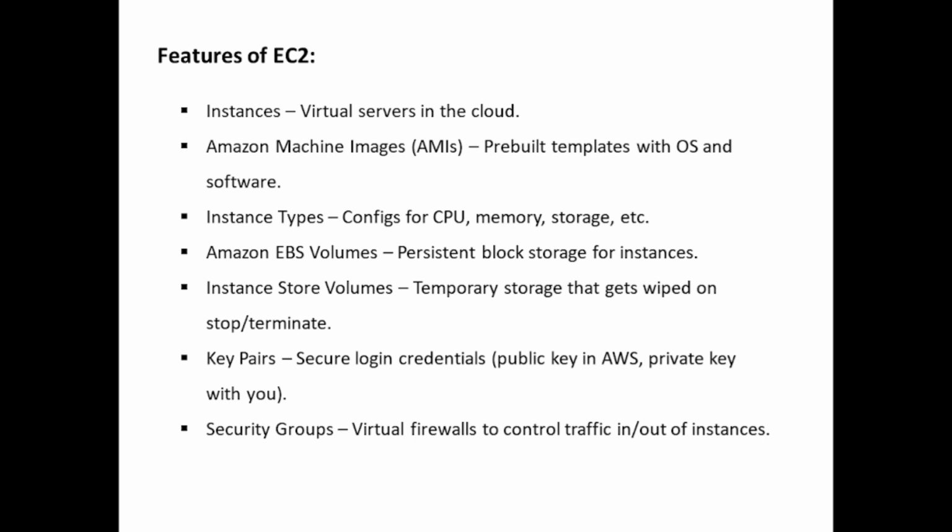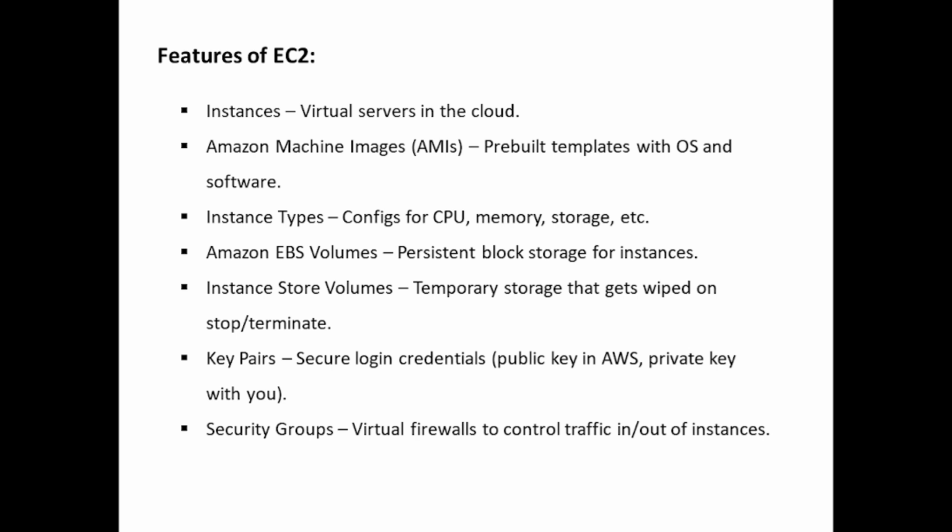For storage, EC2 offers EBS volumes for persistent storage. Great if we want our data to survive reboots or stops. On the other hand, instance store volumes are temporary. They are fast, but the data disappears when the instance stops. To connect securely, EC2 uses key pairs. AWS keeps the public key and provides us the private key. It works like a lock and key model for SSH access.